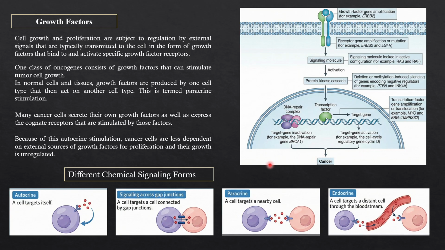So defined chemical signaling forms can be autocrine, where a cell targets itself, and then there can be signaling across gap junctions, where a cell targets a cell connected by a gap junction. Then there can be paracrine growth factors, where a cell targets a nearby cell. And then there can be endocrine, where a cell targets a distant cell through the bloodstream.